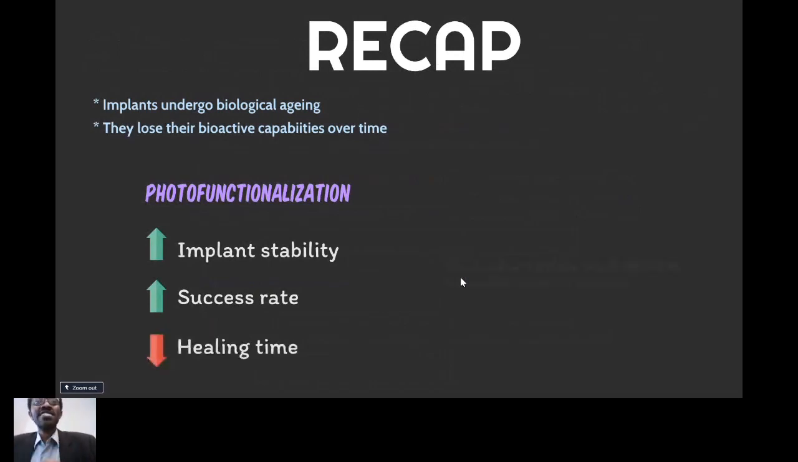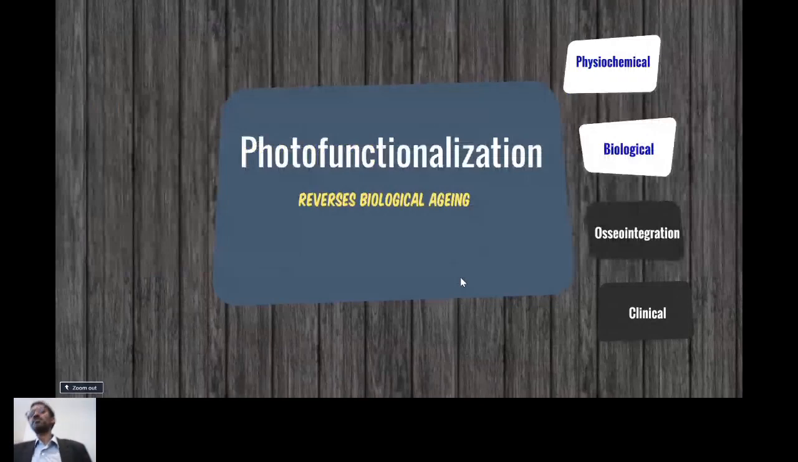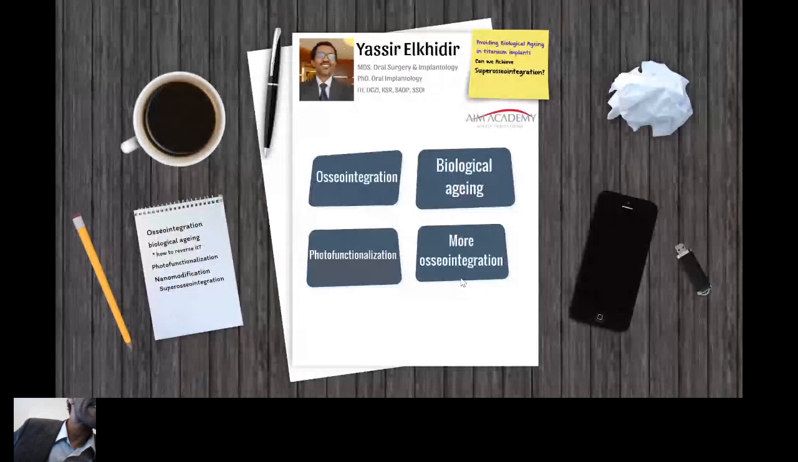So photofunctionalization increases the stability, increases the success rate, and decreases the healing time. It is easy to apply, it reduces mobility, improves the outcome and predictability, avoids complications, and expands different indications. You can use different implants for different situations with more predictability. That was about photofunctionalization.